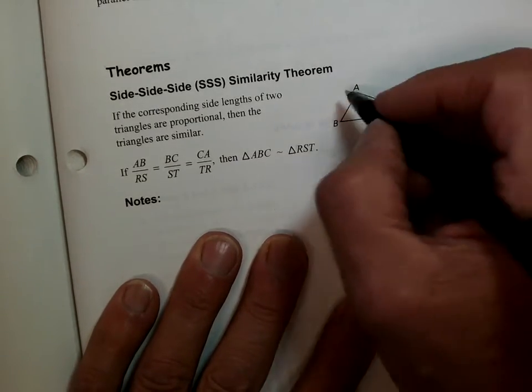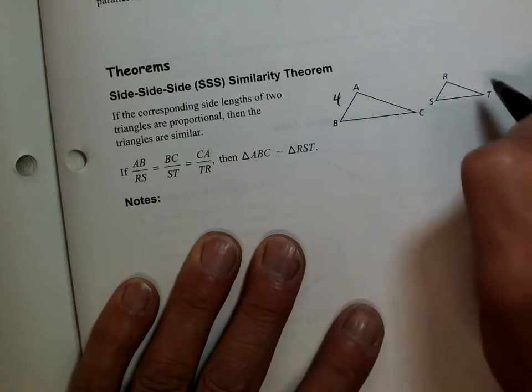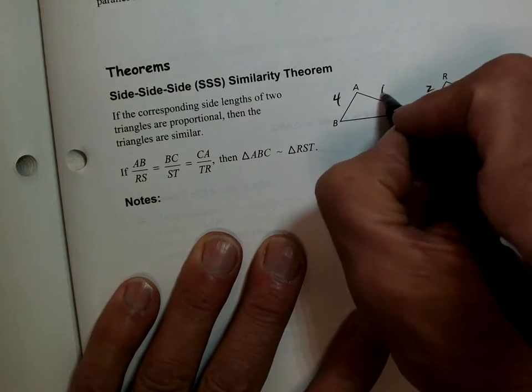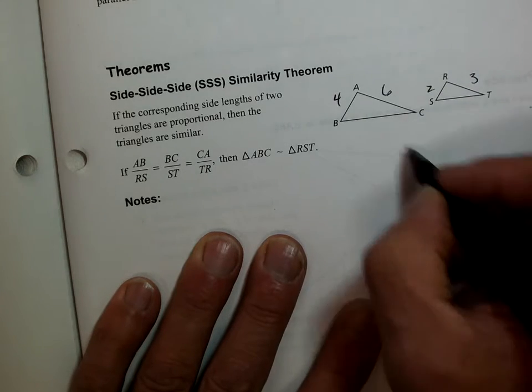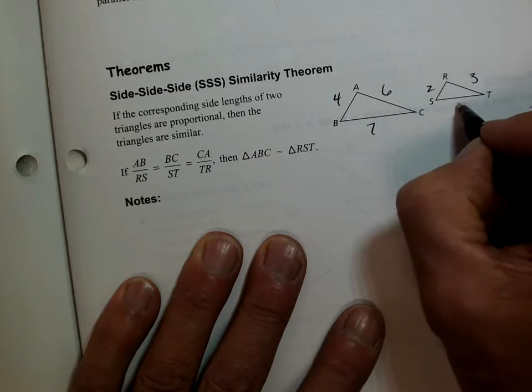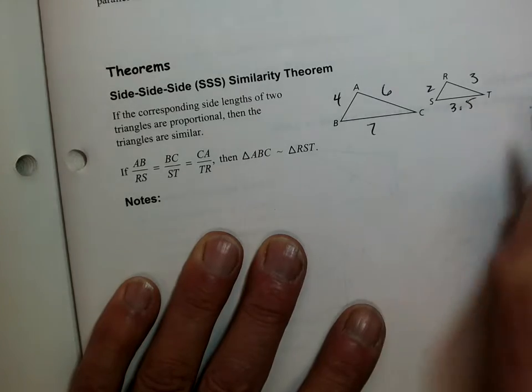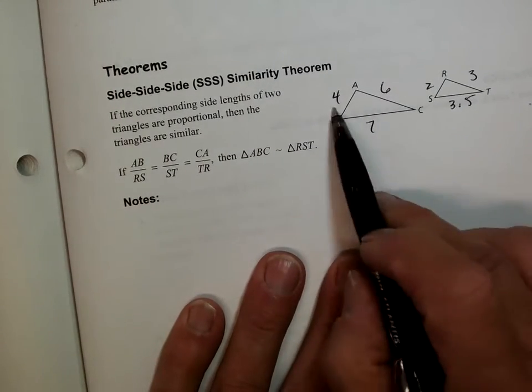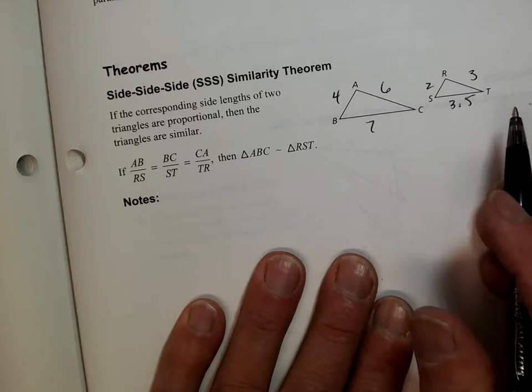Example, if this side were, say, 4, and this side would be 2. Let's say this side was 6, and this side would be 3. And let's say this side here was 7, and this side's 3.5. So that you can see that the ratio between side to side is a 2-to-1 ratio, right?